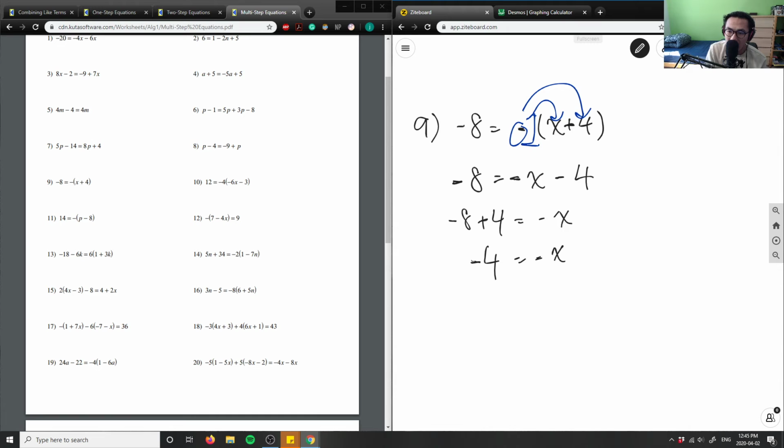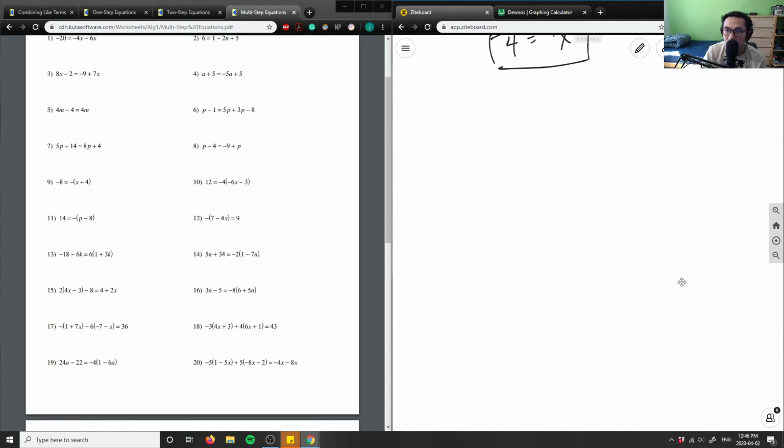And then I have an imaginary negative 1 on this side, right? I'm going to have to divide both sides by negative 1. So negative 4 divided by negative 1 equals x. And then negative 4 divided by negative 1 is simply 4, so 4 equals x, right? So that's going to be my answer, or x equals 4. You can rewrite them both ways. x equals 4 will be my answer for this question. So sorry, I copied the question wrong, number 9. Apologize for that mistake.